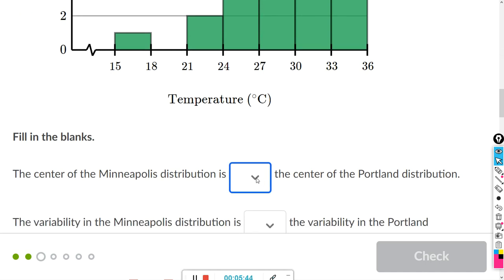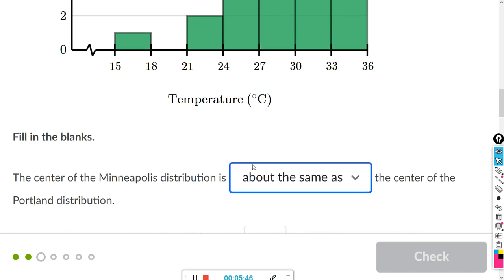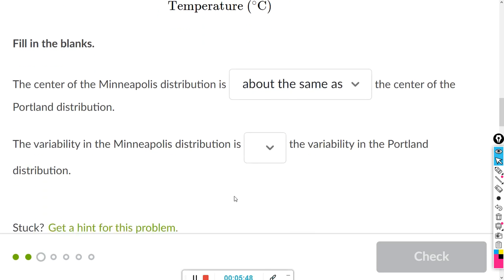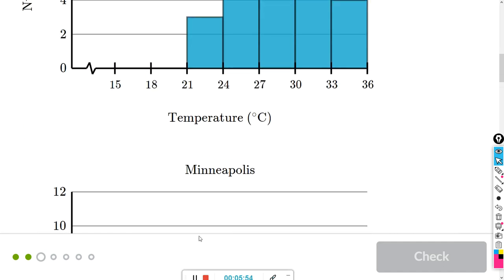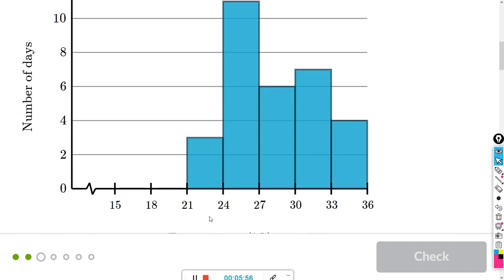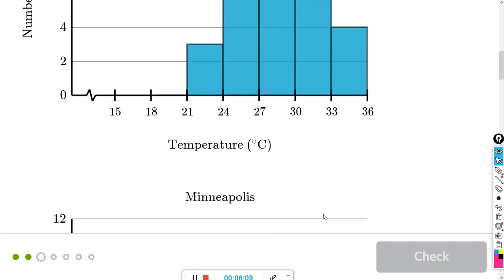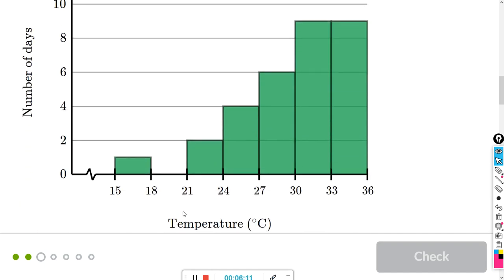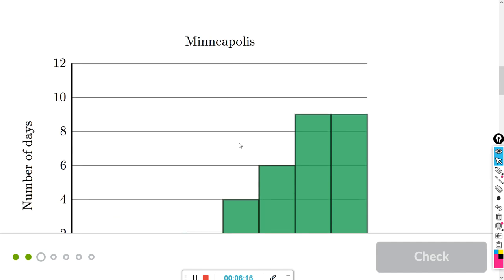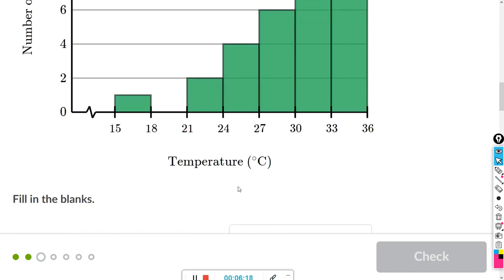Now let's look at variability. For Portland, the least to greatest, it's going from 21 to 36, right? Or this interval to this interval, 21 to 36. But if you go to Minneapolis, it goes all the way down to 15 to 36. So Minneapolis has more variability. So the variability for Minneapolis is greater than. Let's see.